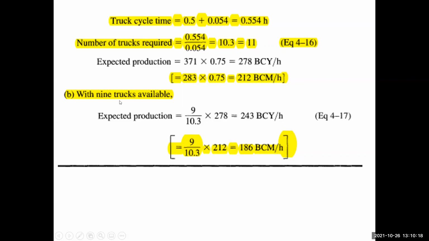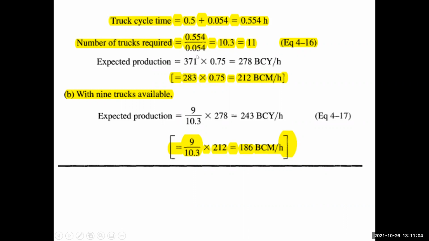But if we have 9 trucks over here, the expected production will decrease. So from 212 it will decrease by 9, because we were actually needing 10.3. So it will decrease by a factor of 9 divided by 10.3, to 186 bank cubic meter per hour. Although we will be using the 11 trucks, for the calculation of the decreased production we will be using this fractional number to decrease the production. So the production in this case will be 186 bank cubic meter per hour.